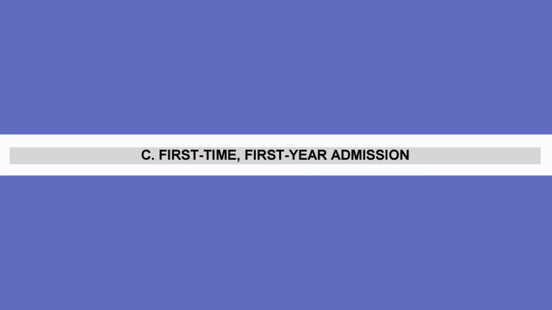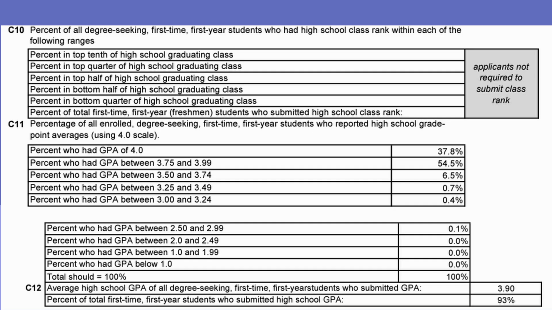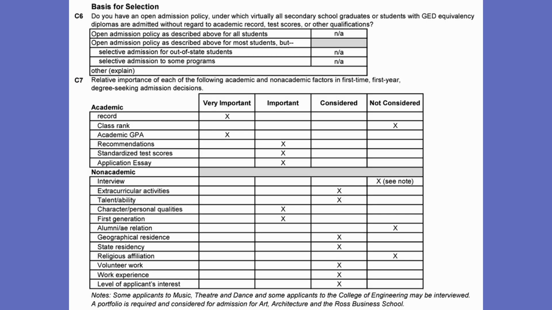But now let's talk about how to figure out if you're a good fit for them. In this first-time, first-year admission category, you can see a ton of important factors, like what the average SAT or ACT score is, and what the GPA is for the incoming class, and also what factors they weight most in admission. For U of M, we see that GPA and academic record are the most important factors that they consider.